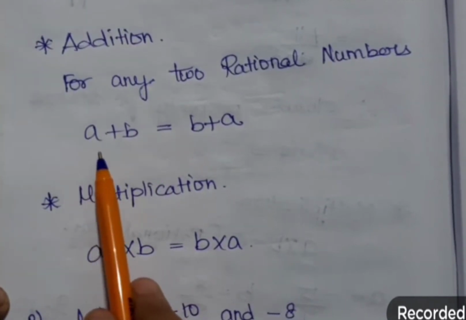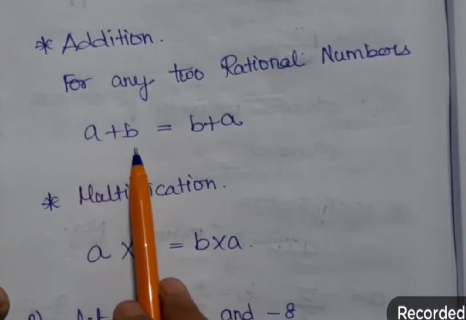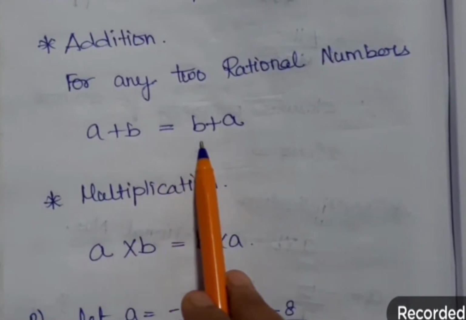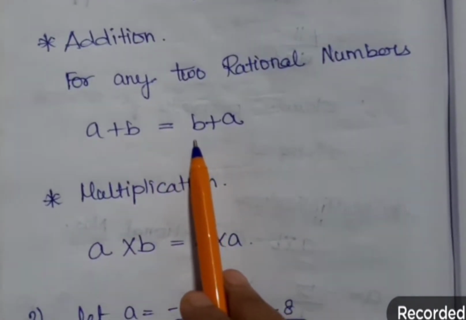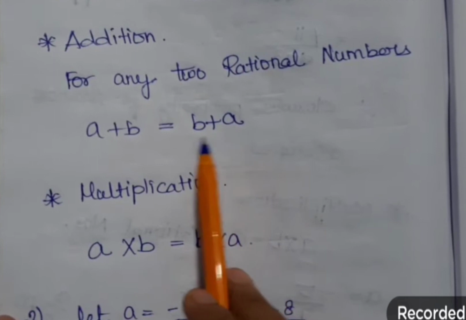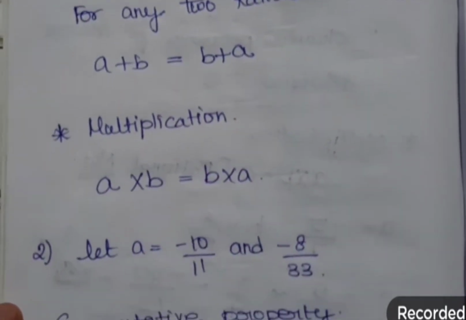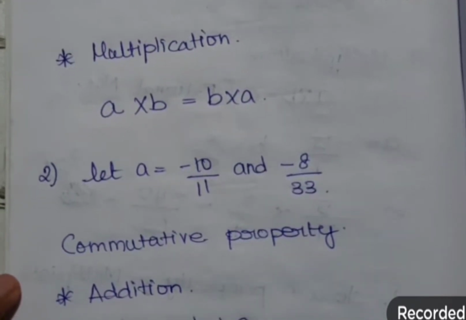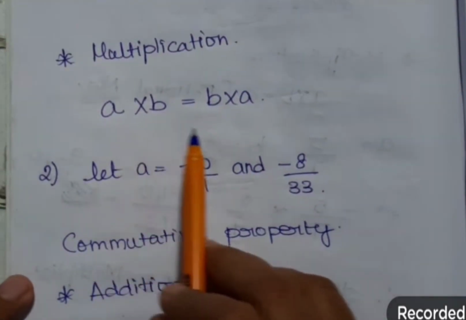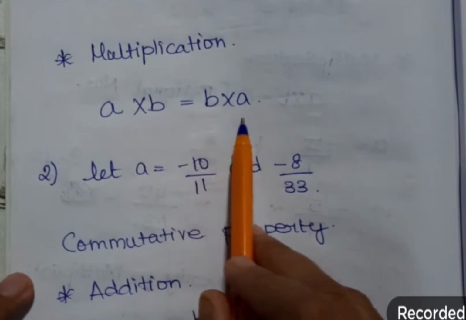A plus B is equal to B plus A. Suppose for example 1 plus 2, the answer is 3. The same way 2 plus 1, B value is 2, A value is 1, again you are getting 3 only. So for the commutative property of addition of rational numbers, the two sides are equal, left hand side and right hand side. Same way for multiplication, A into B is equal to B into A.